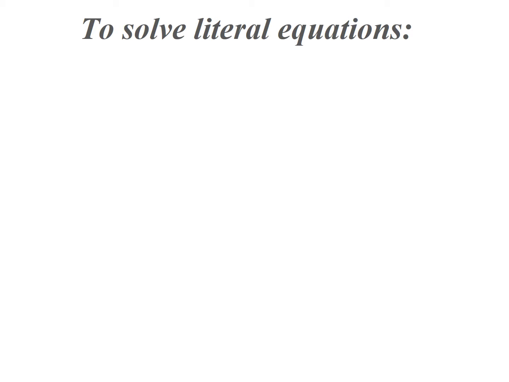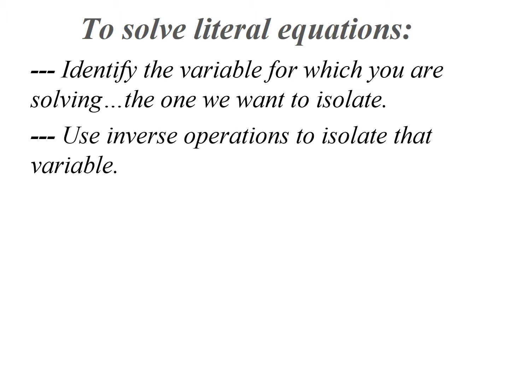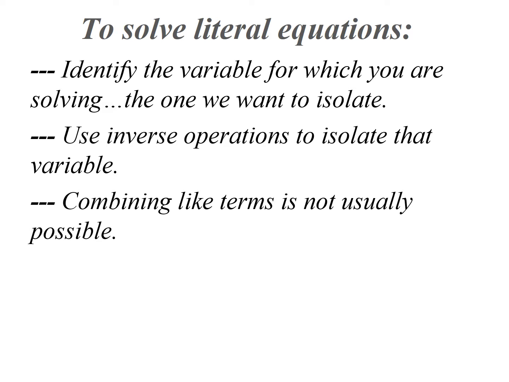All right, so solving literal equations. Now we have a little bit different situation because there's going to be more than one variable. So we have to identify the variable for which we're solving so we can isolate it. Then we need to use inverse operations to isolate that variable. Combining like terms is usually not possible because, like we said, all the variables in the equation are going to be different. And very rarely are they going to have you combining like terms, but they might. So just keep a lookout for it.